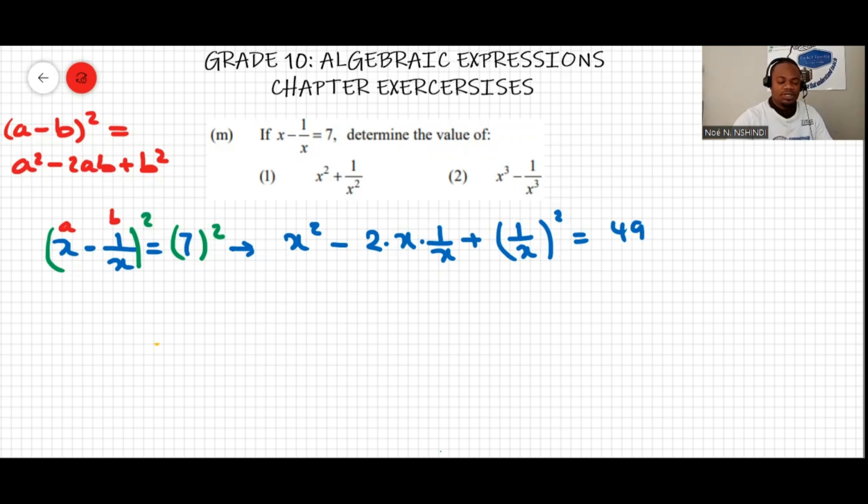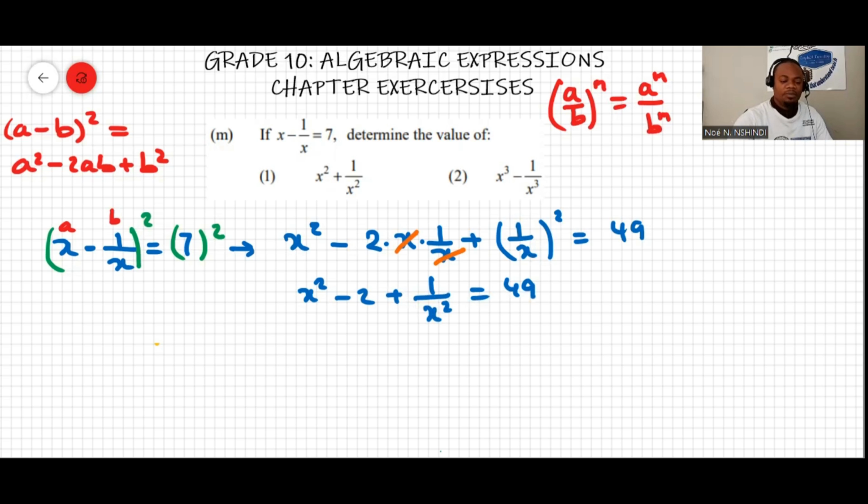Now if we solve this, we can simplify x and x there, and then this will make x squared minus 2 plus, remember the law of exponent that says (a over b) raised to the power of m is equal to a to the m over b to the m. So this power 2 is for both the numerator and the denominator. So 1 squared is just 1, and x raised to the power of 2 is x squared, equal to 49.